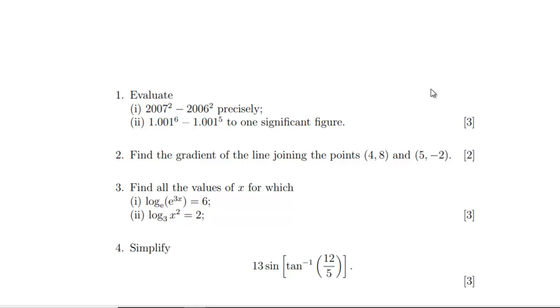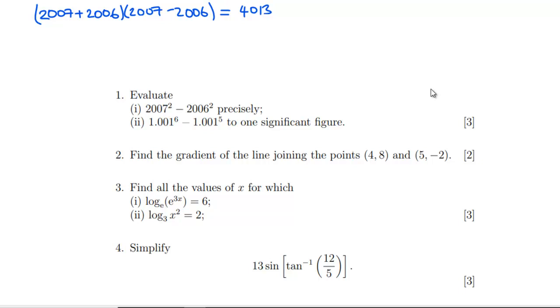We've got difference of two squares. So it's going to be 2007 plus 2006 times 2007 minus 2006. So that certainly makes things easier. So 4013.